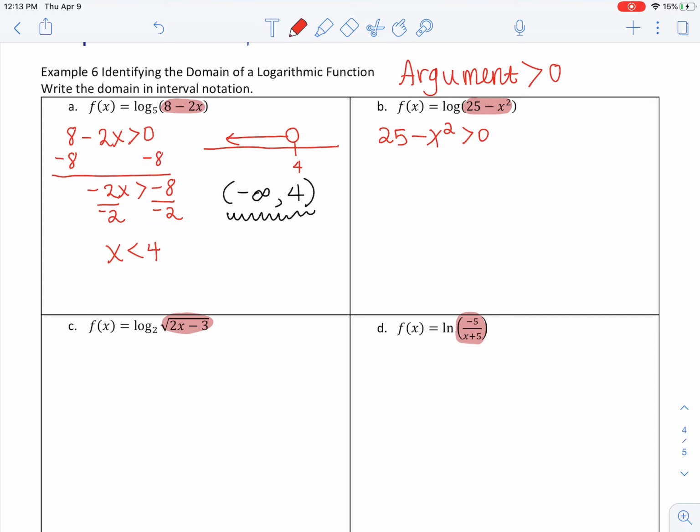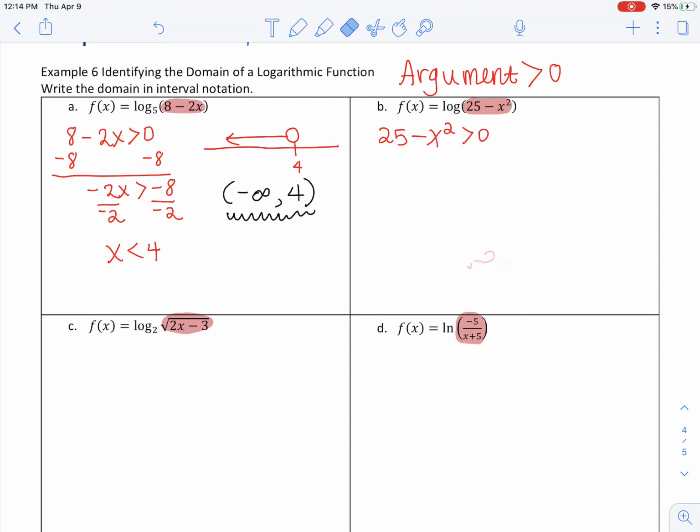Now, let me show you what you're not supposed to do, okay? You subtract 25 from both sides. Don't copy this because this is not good math so far. Minus x squared is greater than negative 25. And you say you're going to divide both sides by negative 1. And then you say x squared is less than 25. And then you take the square root of both. We don't want to do that.